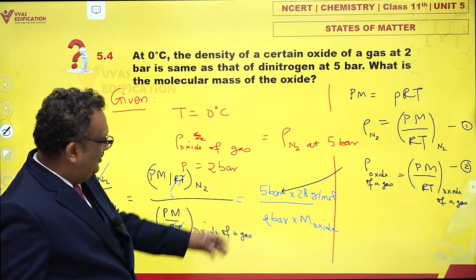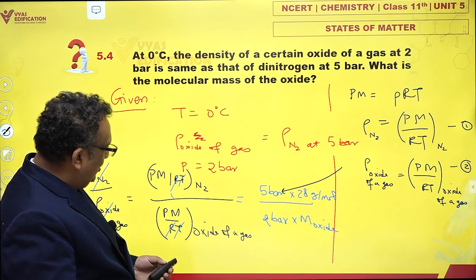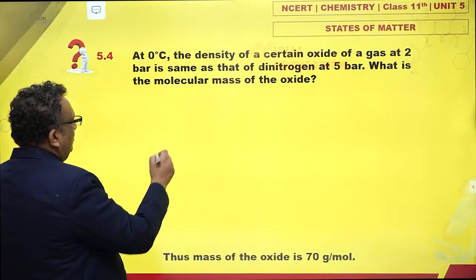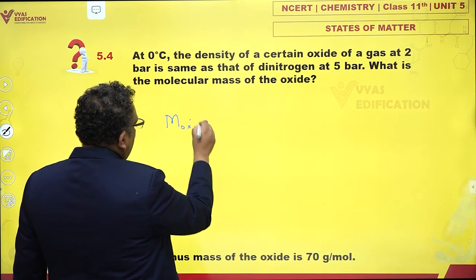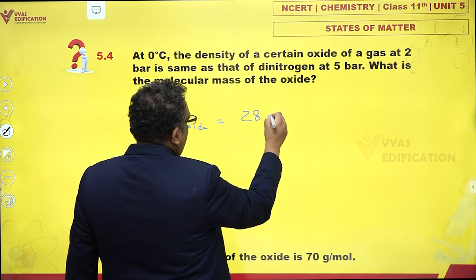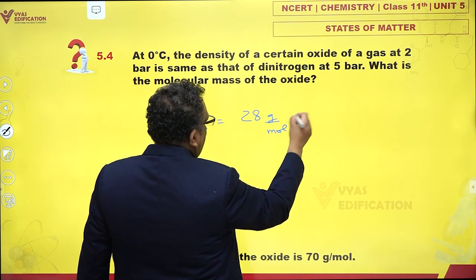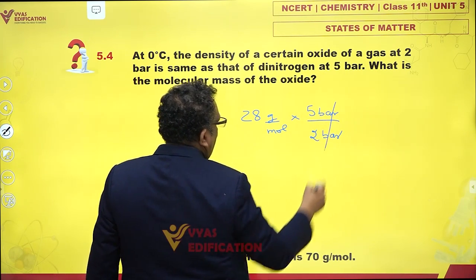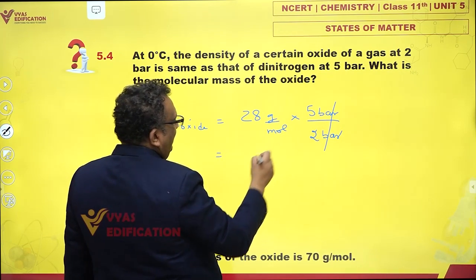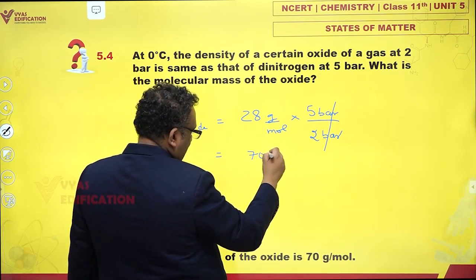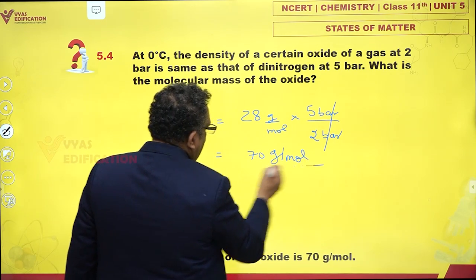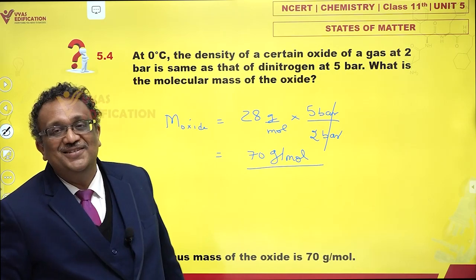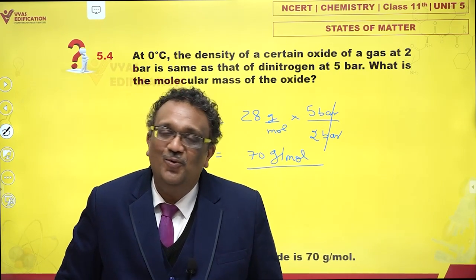So, what do I get? This is equal to this. I just solve 28 into 5 by 2. So, molar mass of oxide is 28 grams per mole into 5 bar by 2 bar. Bars get cancelled. 14 5s are 70. Don't eat away the unit. It means molar mass of the oxide of the gas is 70 grams per mole.